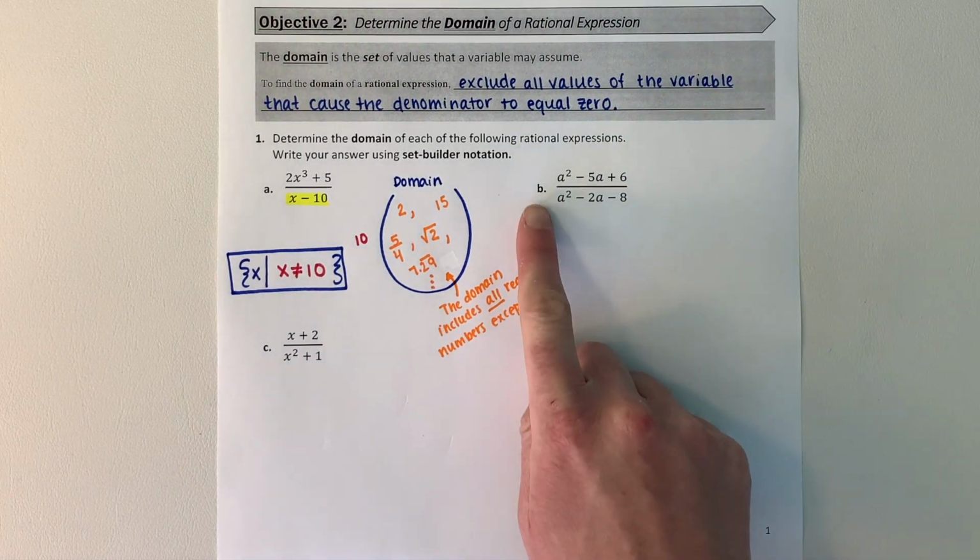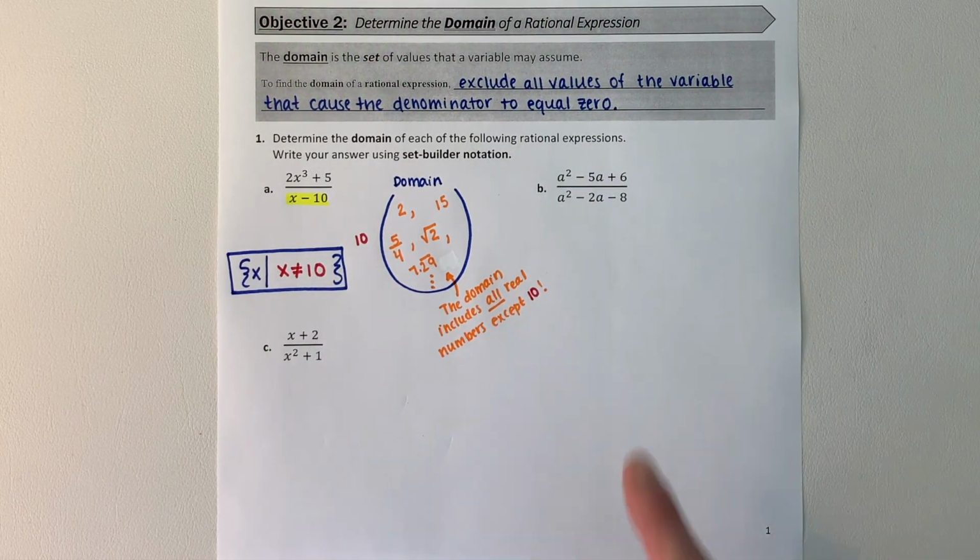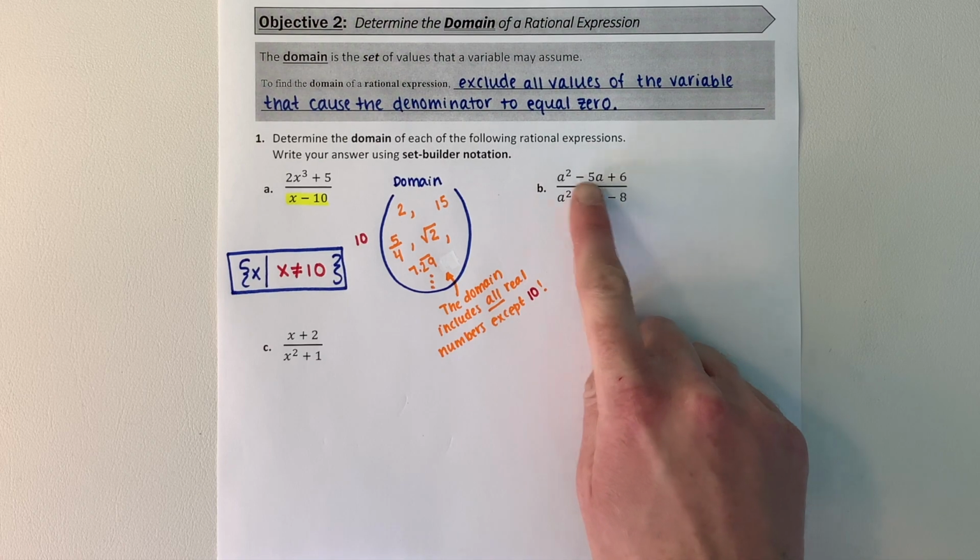Let's take a look at example B. Now again, we're trying to find the domain of this rational expression. If we're looking for the domain, we're trying to find what values are we allowed to plug in for a.